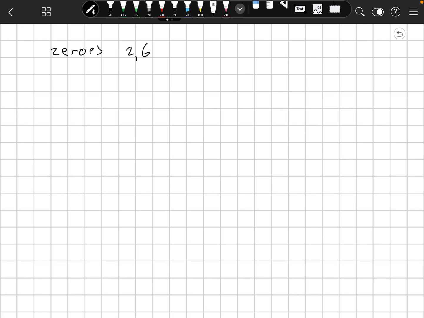Today I wanted to talk to you about working backwards. What if you could understand the zeros of an equation? For example, if the zeros were 2 and 6, you would know something like this. Could you write an equation based on the zeros? And so let's practice this.